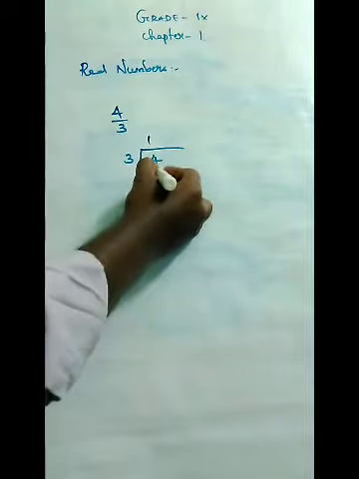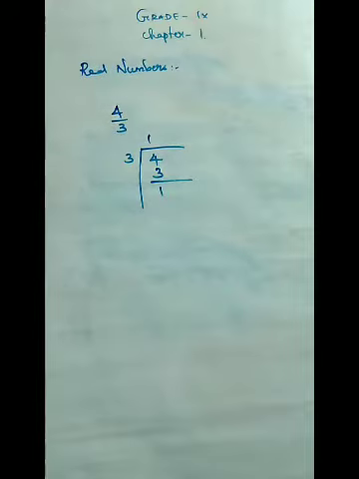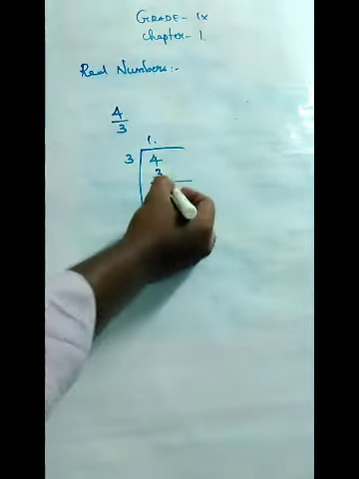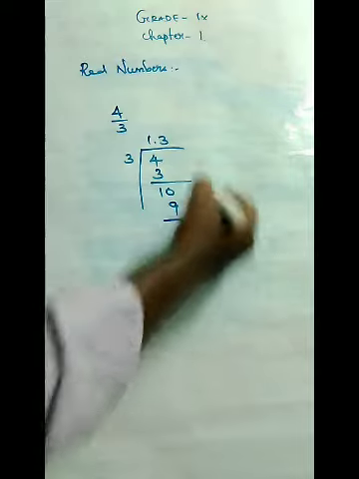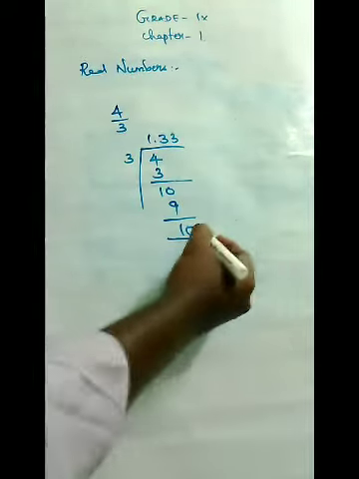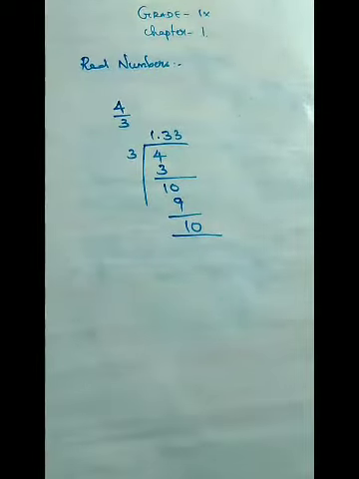3 times 1 is 3 in the 3 table, so for 4 we get 1, balance 1. This 1 won't divide in the 3 table, so we add a decimal, then add a 0, then 9, again 1, 0, 3. It keeps on going. Like that we can represent a rational number as a real number in decimal expansion.